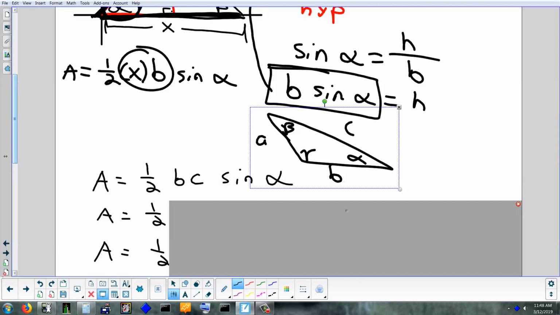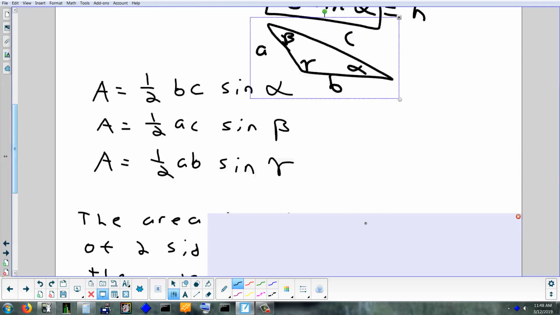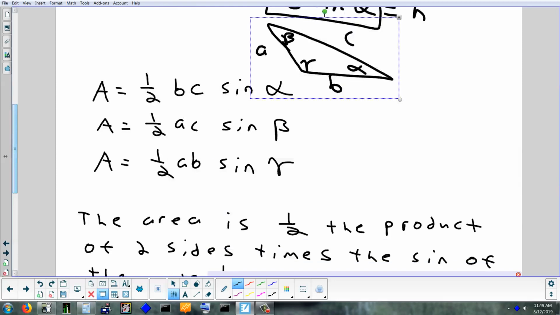Let's do A and C next. We could have done A and B, but we'll do that one last. Times the sine of, what's the angle where A and C meet? Beta. And then the last version, 1/2 the product of A and B times the sine of what angle is between A and B? Gamma. All right. So again, you could write this 100 different ways.